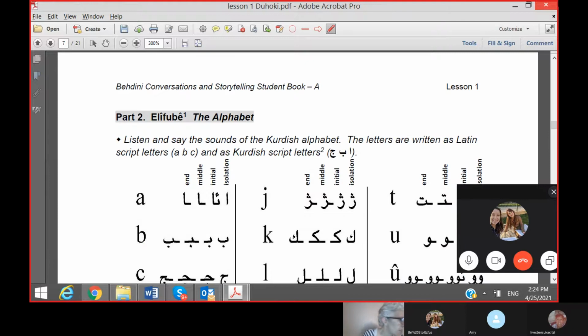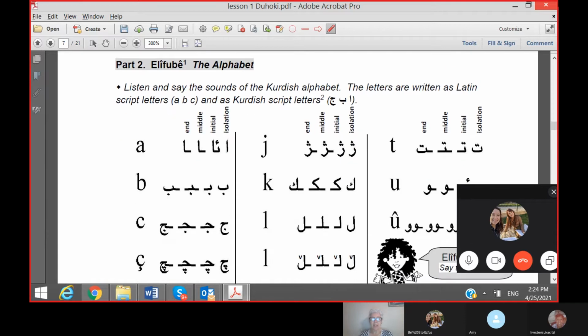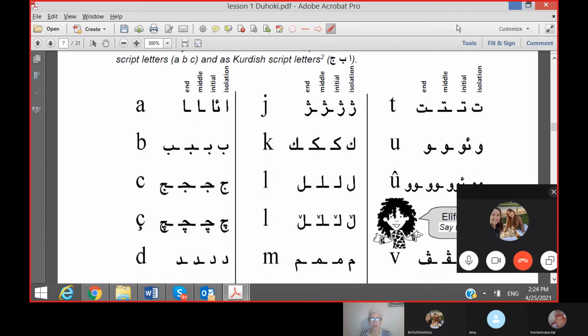On page 3 it is, you have the alphabet. And this is audio recorded. Please listen to this with your audio recording. The thing that you're going to want to notice is that there are some special Kurdish characters that we don't have in English. So like this one, the C with the little hook, that says ch. And there's some others.